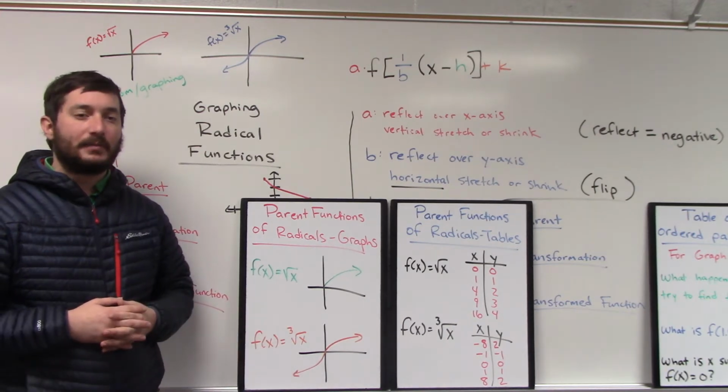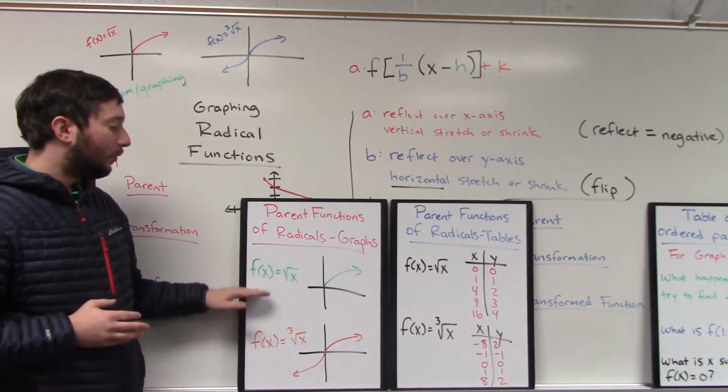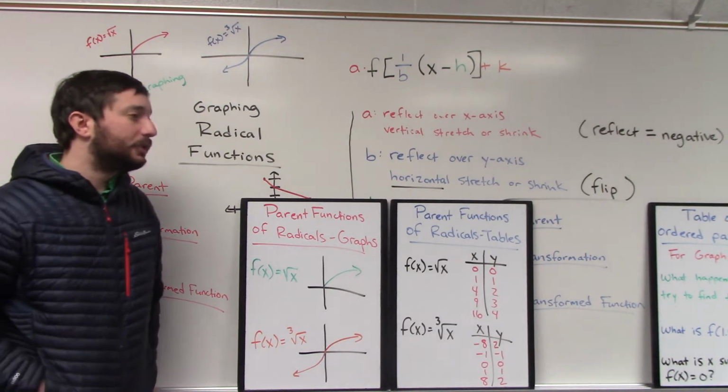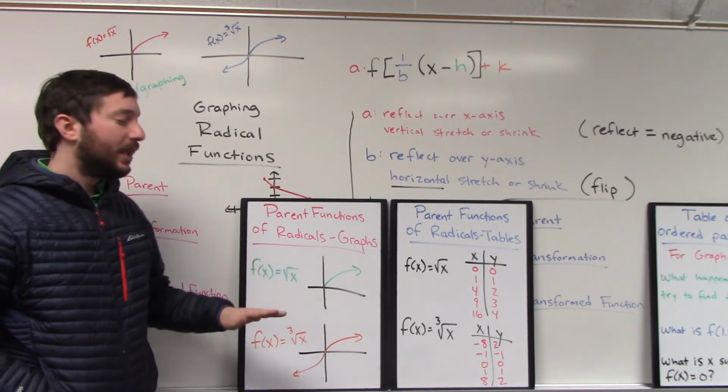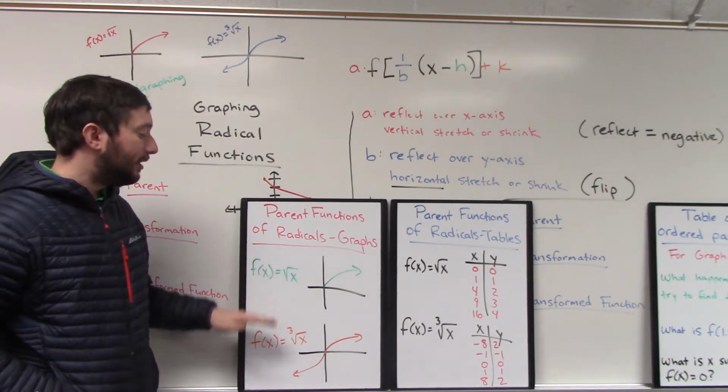So in order to get an understanding of what these transformations will look like and how we can find a function from them, we first need to know what the parent functions look like. So all the transformed functions are children. Those children come from these parents.